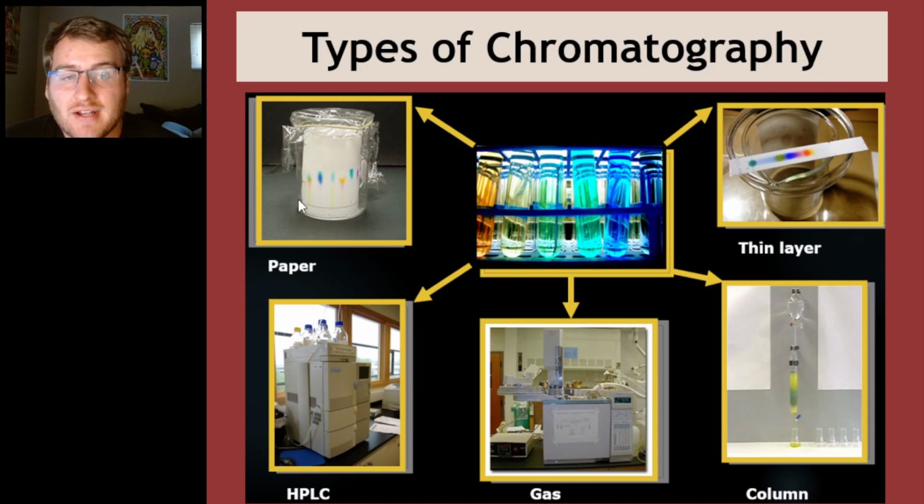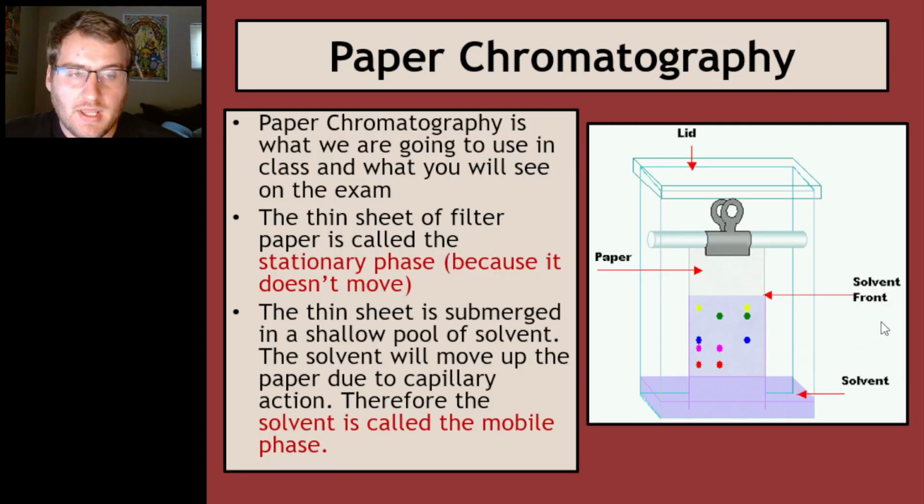You can still kind of see the effects on paper. It's actually the easiest one to do math with and the easiest one to kind of do models of. So there's a lot of benefits of it. But some of these other ones are a little bit more sophisticated, of course. So paper chromatography is what we're going to use in class. It's also the only one you see on the exam.